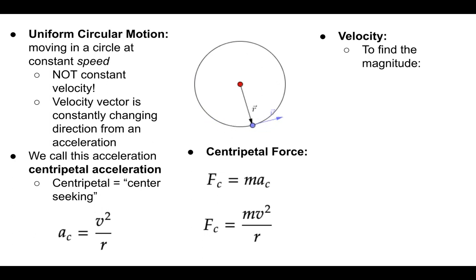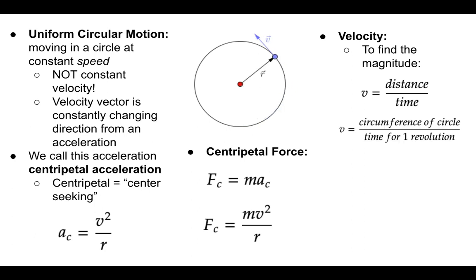Now, to find the magnitude of the velocity, we're going to go back to the very beginning of this class, and the definition of a constant velocity was distance over time. Here, this object is moving in a circle, so the distance is going to be the circumference of the circle, and the time it takes for that object to travel one circumference will be the time for one revolution. There's a special name for that, which is the period, and it's denoted by a capital T. So it's the circumference of a circle, 2 pi r, over capital T, which is our period.